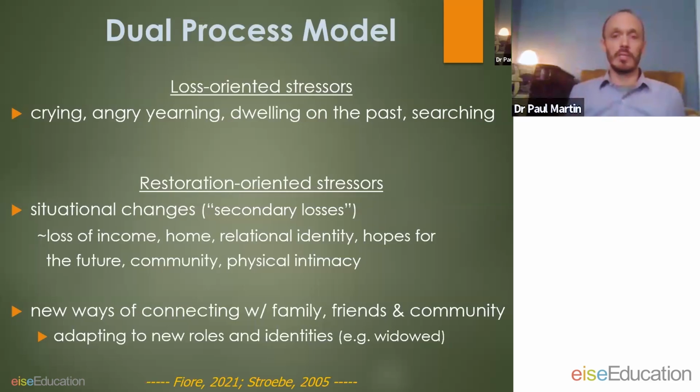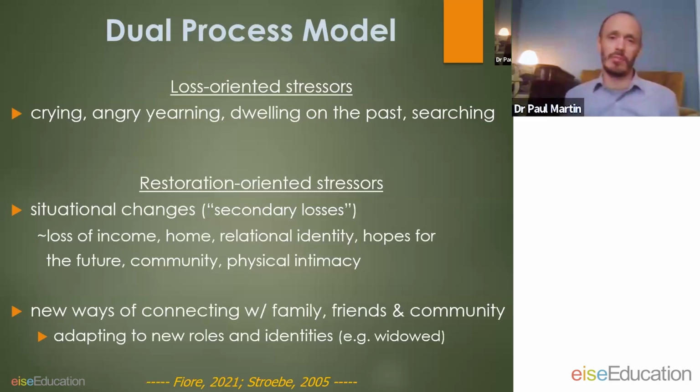There are, of course, going to be times where she is engaging in loss-oriented stressors, where she is expressing distress, dwelling on the past, maybe even finding herself compelled to act on her instinct to look for her husband around the corner and so forth. There are other times where she's going to need to contend with a very different type of stress involving things like the possible loss of income, whether or not she wants to continue to live in the home that they shared, her very relational identity, how she introduces herself at parties.